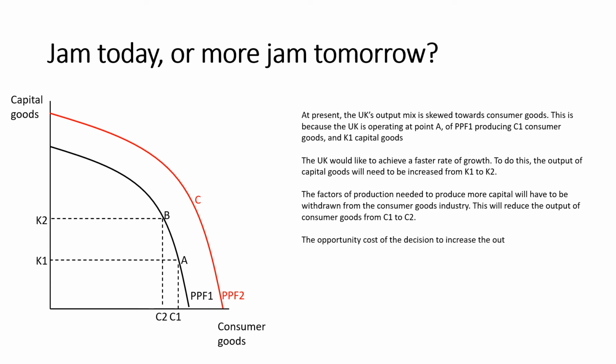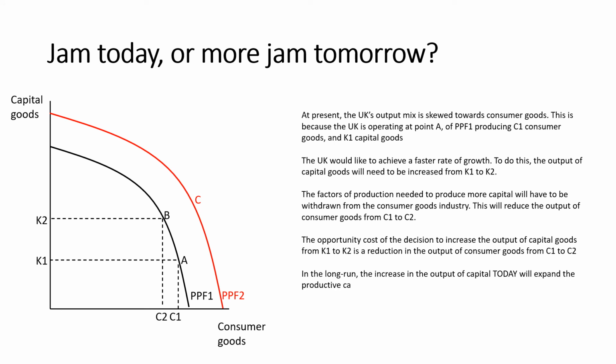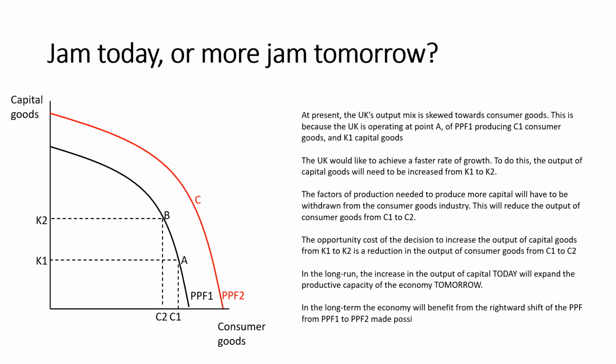The opportunity cost of the decision to increase the output of capital goods from K1 to K2 is a reduction in the output of consumer goods from C1 to C2. In the long run, however, the increase in the output of capital today will expand the productive capacity of the economy tomorrow. As a consequence of that, we'll be able to enjoy a higher standard of living tomorrow, provided that we're prepared to make a short-run sacrifice today. I think that's about it, really. That's all that I need to say to you about how to illustrate capital goods and consumer goods on a PPF analysis.